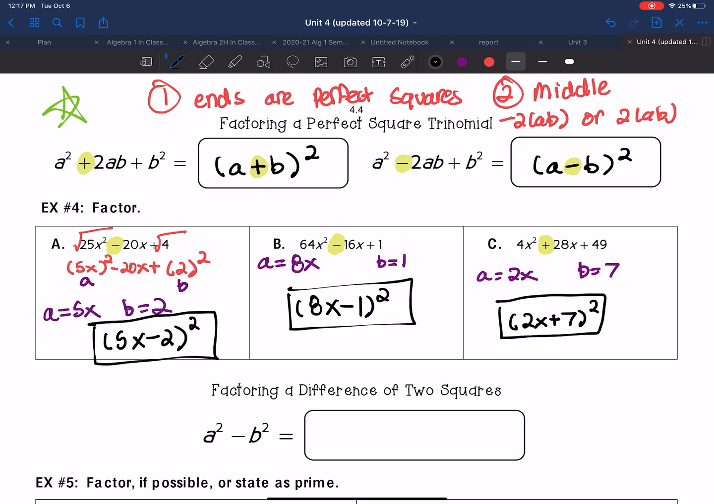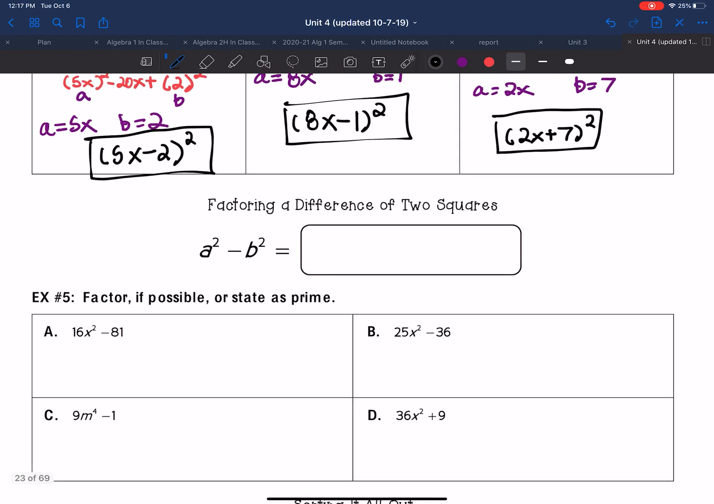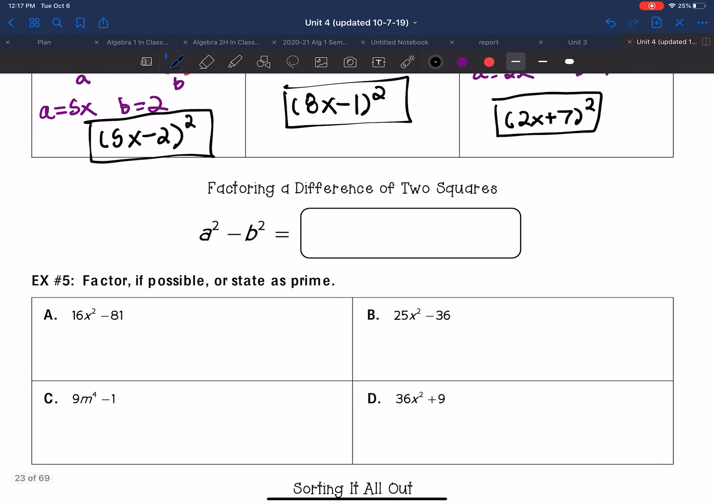All right. Moving down, what if we're factoring a difference of 2 squares? So if we have something that follows the formula of A squared minus B squared, we can rewrite that using this rule. A plus B times A minus B. Okay, so first things first, we have to figure out what A and B are.